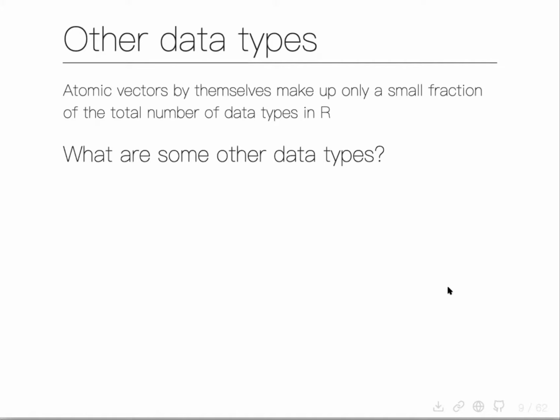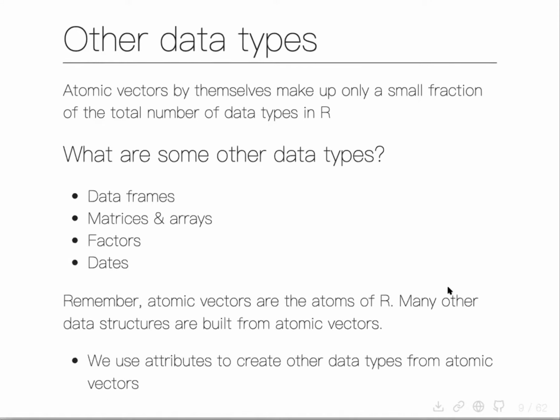So what are some other data types in R? We've only talked about atomic vectors really at this point. Of course, we know we have data frames, we have matrices and arrays, we have factors, we have dates, etc. And this is because, like I said before, atomic vectors are the atoms of R. They're very small in that sense, and everything builds on top of those to create these more complex structures that can do a lot of different things.